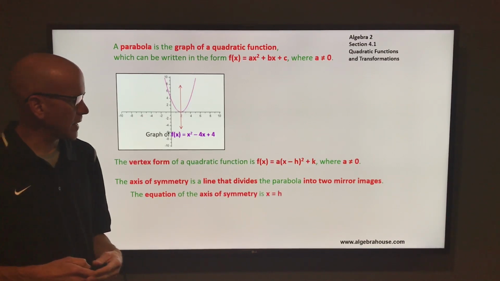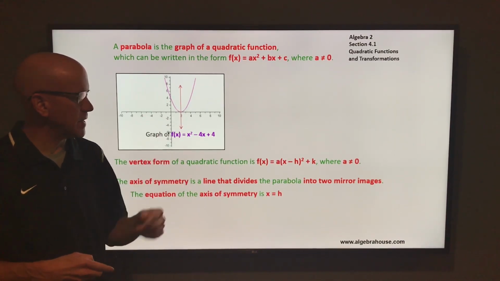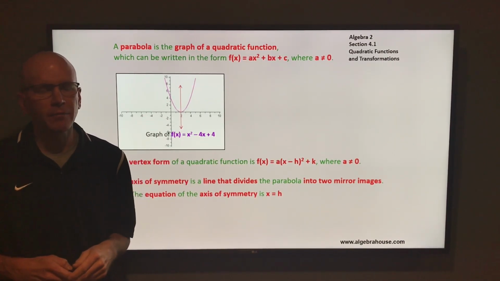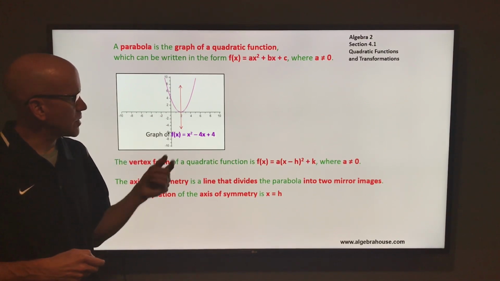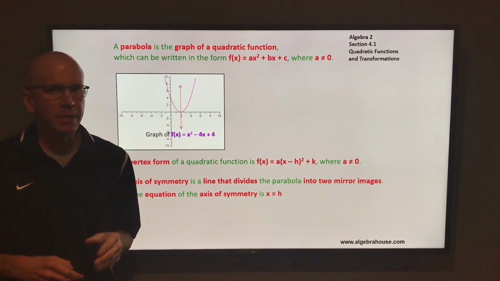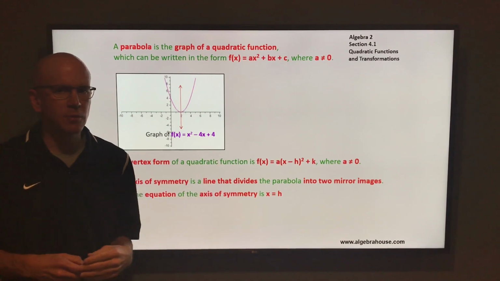The equation of the axis of symmetry is x equals h. Now h is the x-coordinate of the vertex. So the equation of that axis of symmetry would be x equals, and then it's the x-coordinate of the vertex.